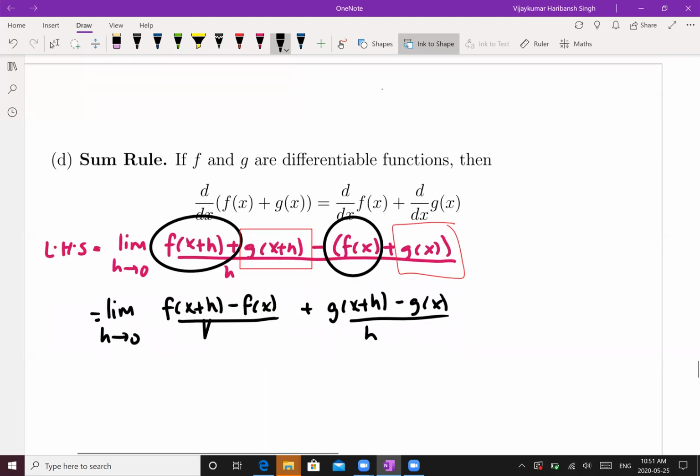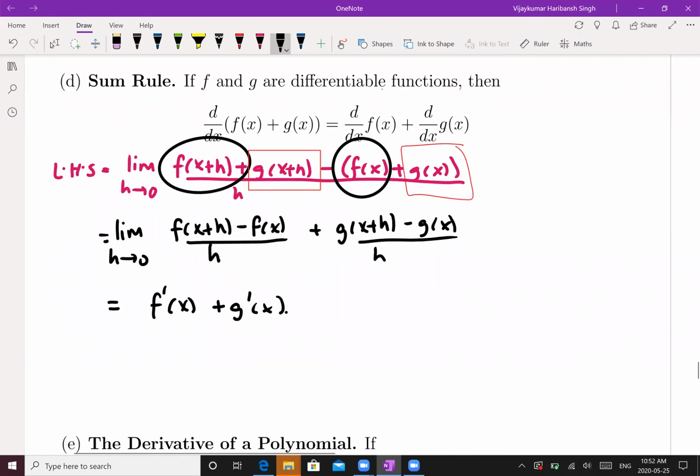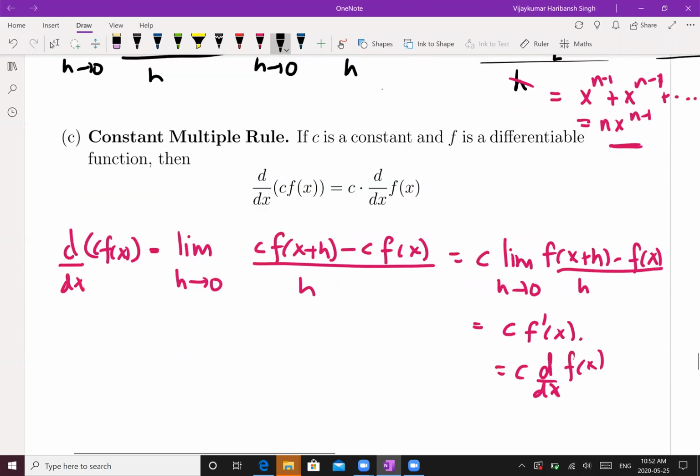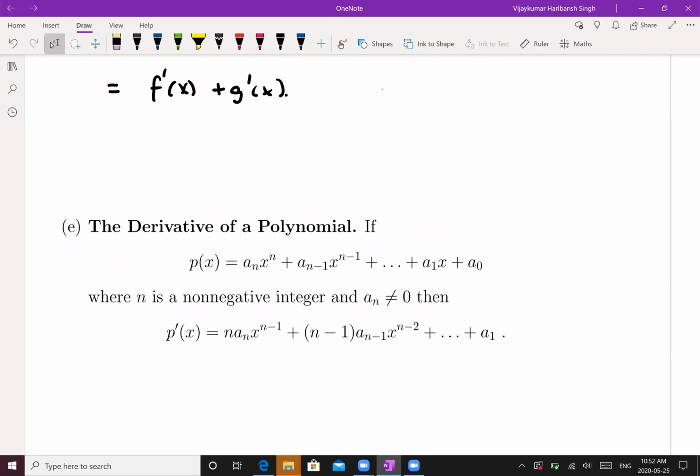Now, if you take the limit, it's equal to the individual limits, and you get the first one is f prime x, the second one is g prime x. So the sum rule is also valid. Now, if you combine this sum rule with the constant multiplication rule and the power rule, you can easily take out the derivative of any polynomial now.